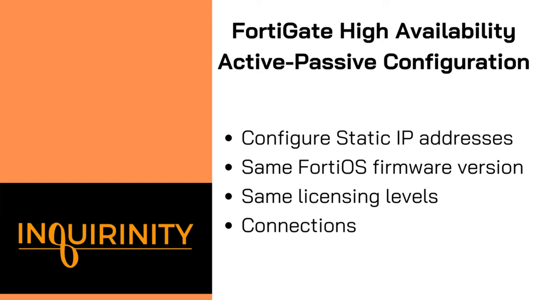Same level of licensing is recommended. So for example, if you have FortiGuard web filtering, then both of your firewalls should have this license. So you have to procure it for both. Otherwise, for example, if you don't have the necessary license and the other firewall has, then your cluster won't support that feature and it will follow the lower level license.